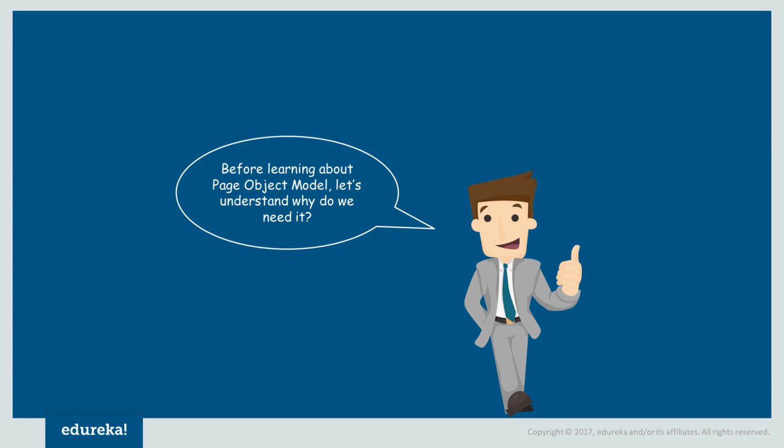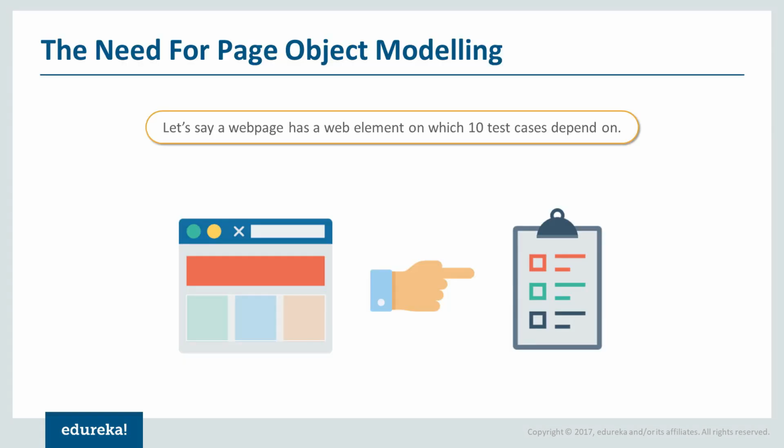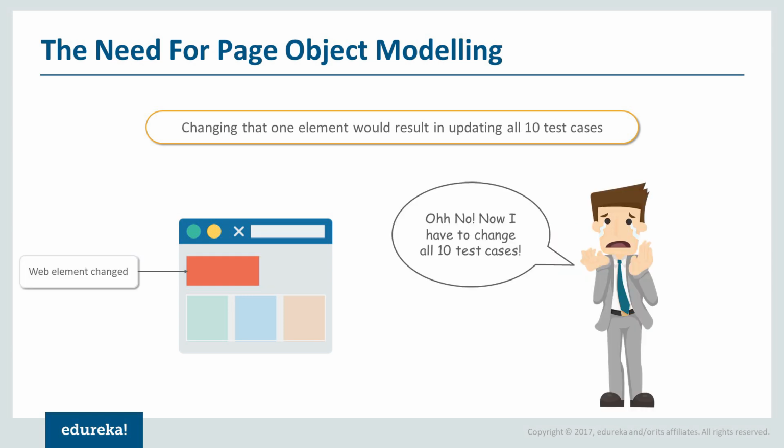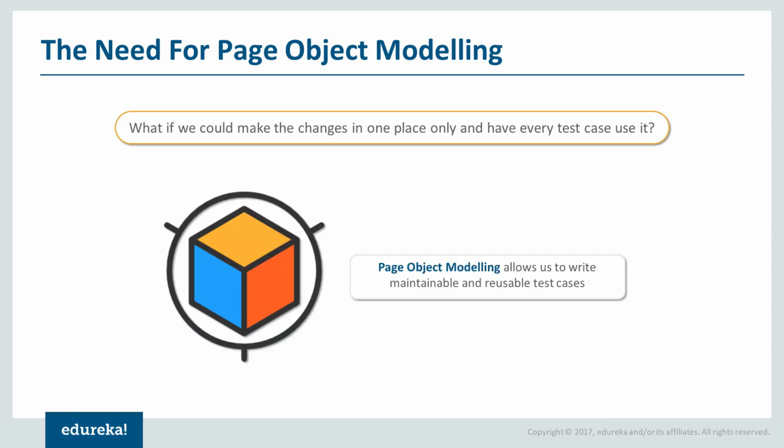Why do we need it? As I told you, when we have multiple test cases, right, and one web element is used in all the 10 test cases, if they depend on it, then changing that element would result in updating all the test cases. So this is going to be a very tedious task. That is the reason we make a change in only one place and the rest of it gets affected. This is possible by your page object model concept.